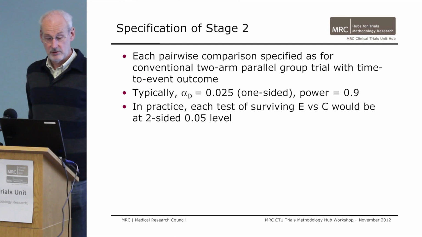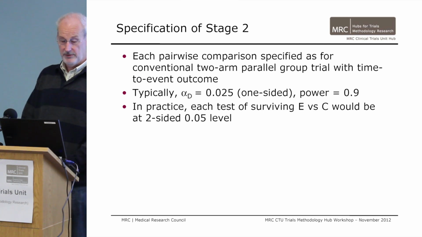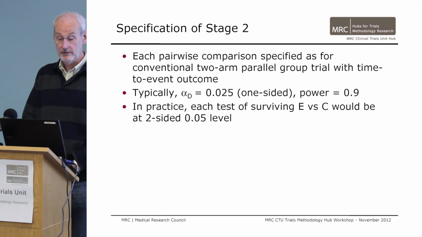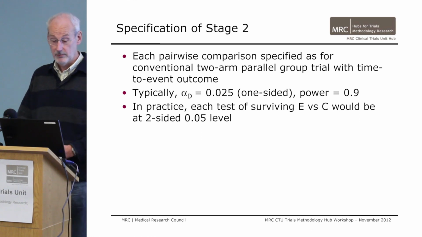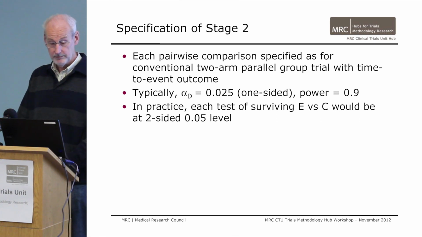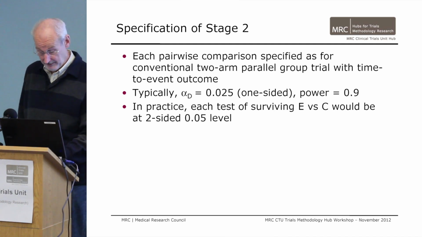The second stage is similar to a usual trial. So for every pairwise comparison, we just do the usual calculations, and we work with, let's say, a one-sided 0.025 level for the significance level, which is 5% two-sided, of course. Power 0.9, that's what we usually do in our trials here. And in practice, as I said, each surviving comparison will be at the 5% level, two-sided.